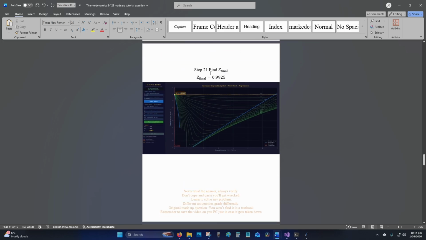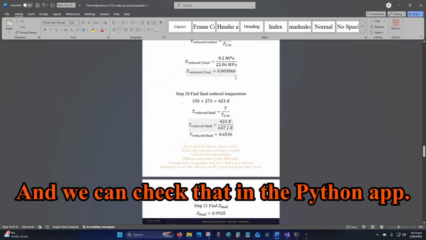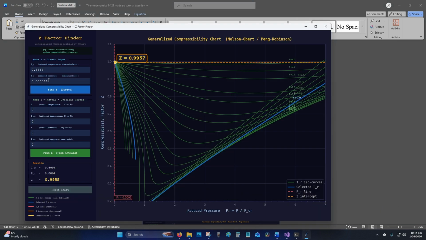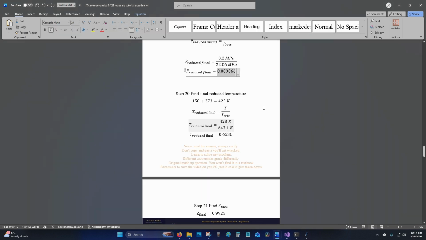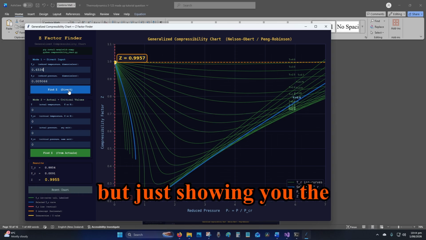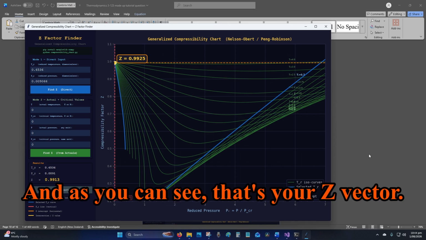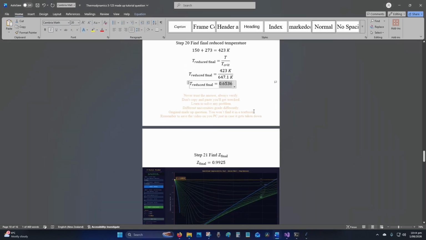Step 21, we now get Z final is equal to 0.9925, and we can check that in the Python app. Okay. So yes, I could have zoomed in on Word, but just showing you the app is probably easier. And as you can see, that's your Z factor.